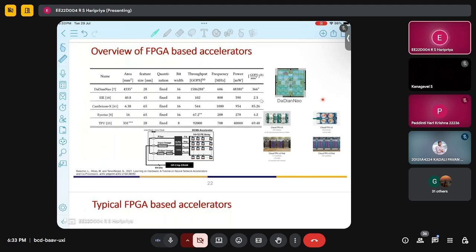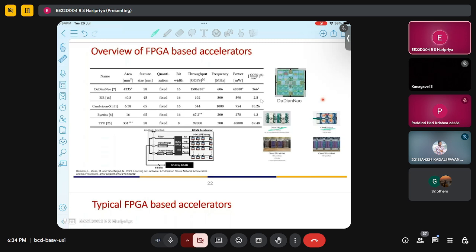So this is an FPGA based accelerator. FPGA stands for field programmable gate array. Now the TPU, which is from Google, the Tensor Processing Unit. Version 1 is mainly for inferencing. Versions 2 and 3 are for Google data centers or large scale deep neural network training. So version 1 is only for inference.